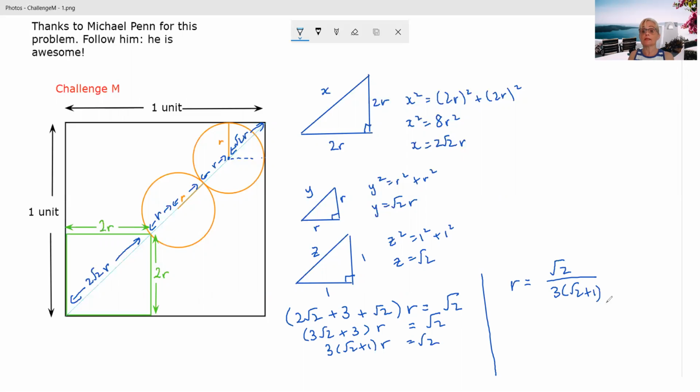We generally like to have any surds with a rational denominator, so let's multiply by the conjugate surd over the conjugate surd. What we're going to get when we multiply out our numerator is we'll get 2 minus root 2. Then in the denominator, of course, we have our 3, and then root 2 plus 1 times root 2 minus 1 is 2 minus 1, which of course is just 1. So we end up with 2 minus root 2 on 3 for our radius. Fairly easy challenge there, as long as you know your Pythagoras, but an interesting one nonetheless.